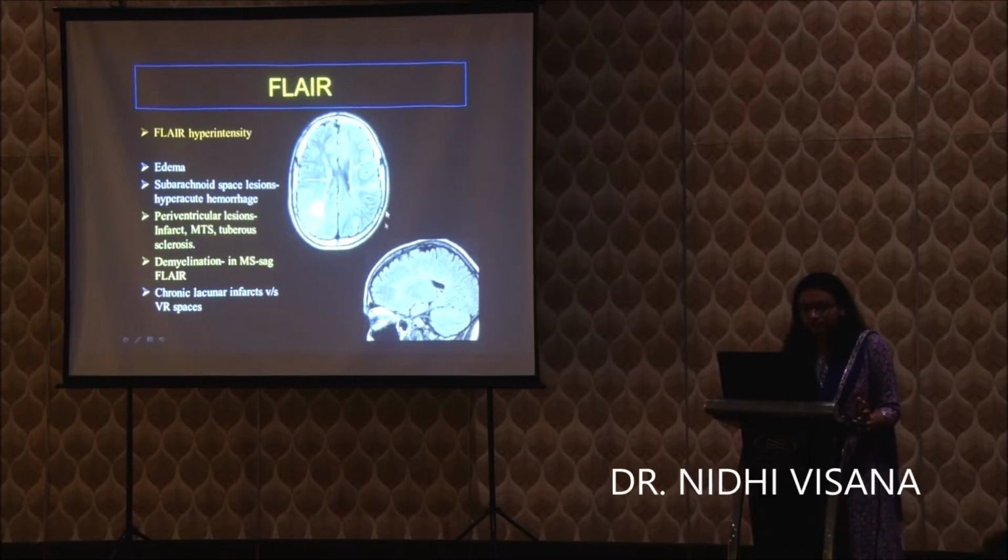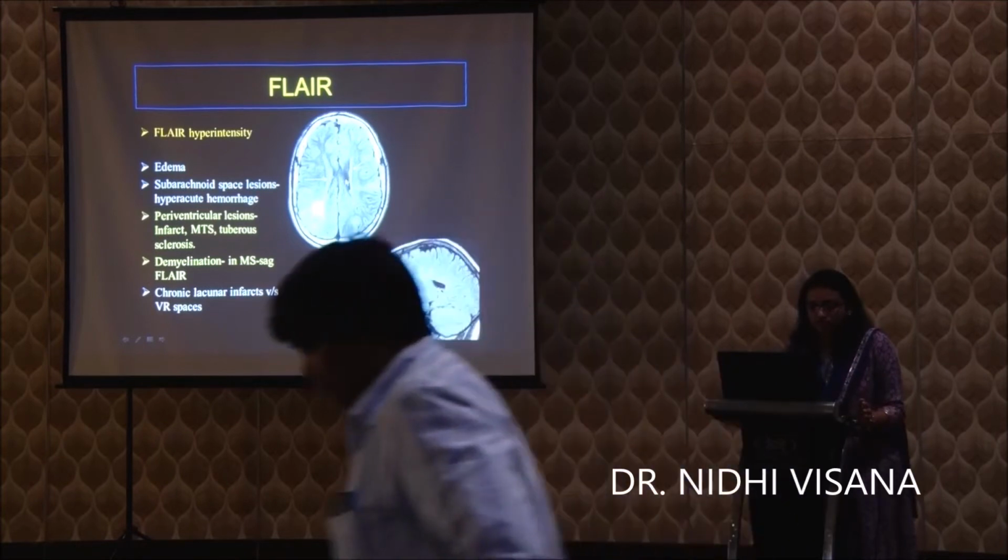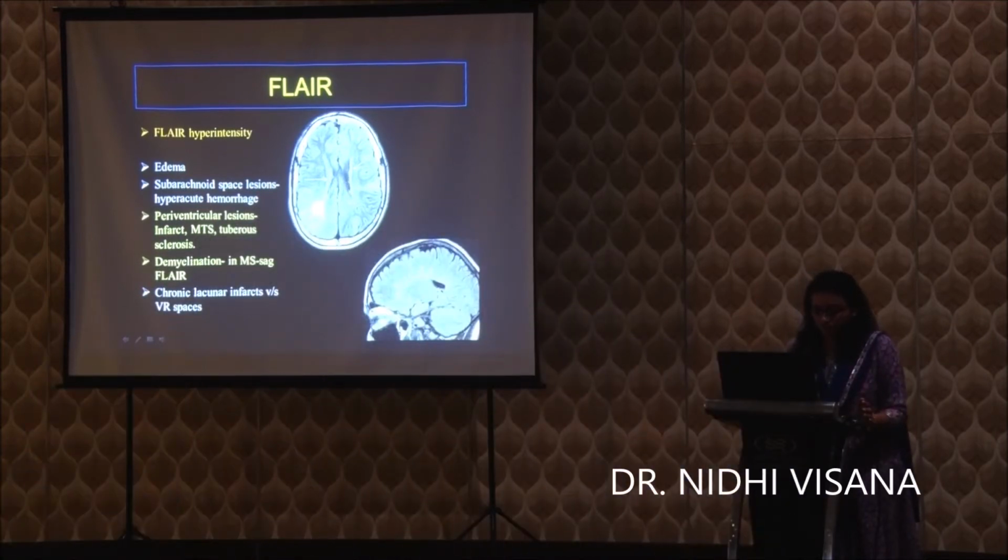Also FLAIR imaging is helpful in detecting periventricular lesions because of the contrast between the lesion and the dark CSF along the ventricles. FLAIR is helpful in detecting lesions in this region. So this was a case of tuberous sclerosis, and there are small subependymal nodules along the ventricular margin. And this was a case of multiple sclerosis. So along the callososeptal interface, demyelinating lesions are well seen.